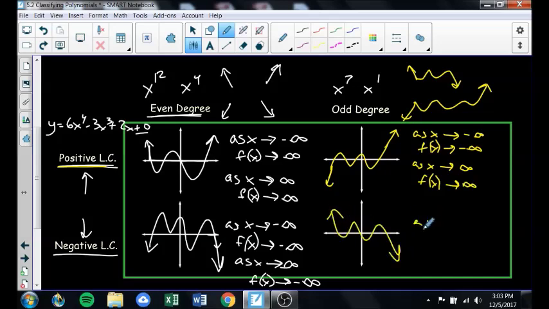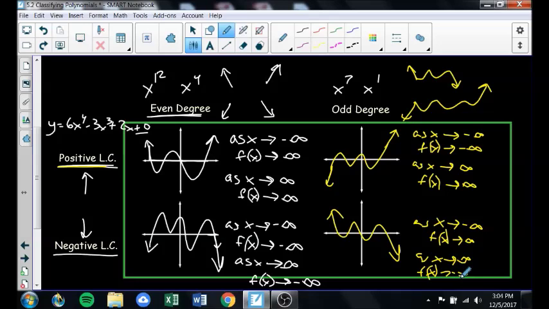As x goes to the right, nope, I'll start with the left again. As x goes to negative infinity, f of x goes to infinity. And as x goes to infinity, f of x goes to negative infinity. And I know that my handwriting gets sloppier as I go. I apologize, but also get over it.